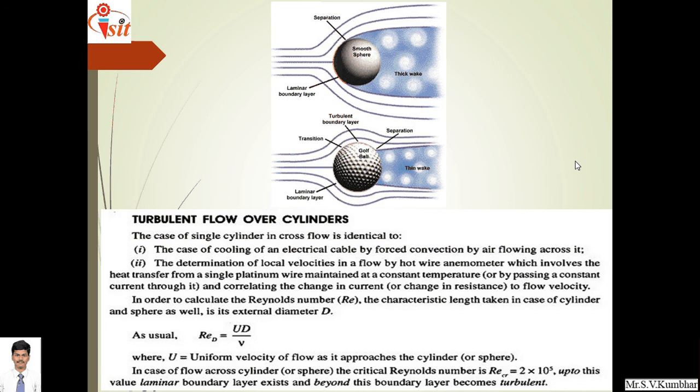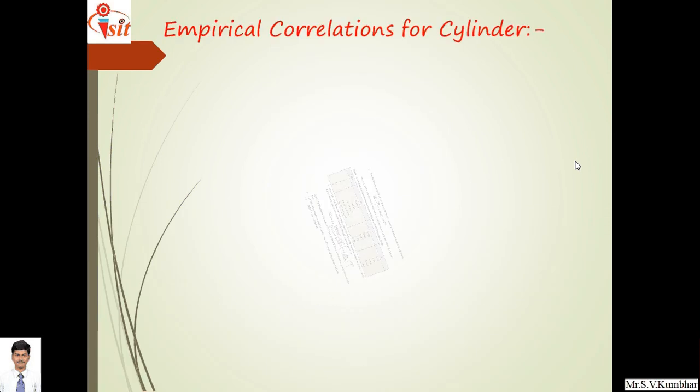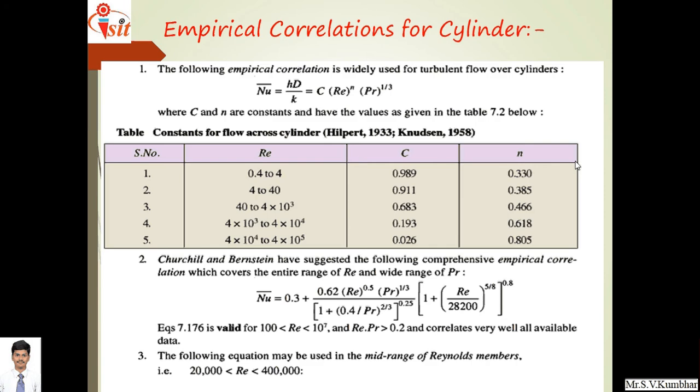In case of flow across a cylinder or sphere, the critical Reynolds number, as we had discussed earlier, is 2 into 10 raised to 5. Up to this value, a laminar boundary layer exists, and beyond this, the turbulent layer becomes dominant. Now, the empirical correlation for a cylinder. Whenever any fluid flows over a cylinder, the empirical correlation for turbulent flow can be determined by this formula.